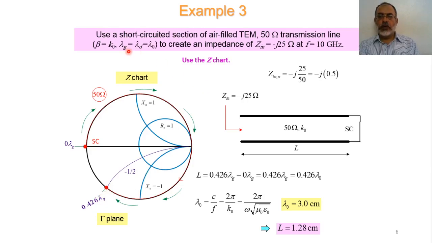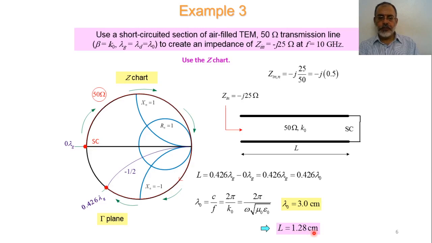the speed of light in this medium, which is C, over the frequency. So C over F, 3 multiplied by 10 to the power 8, over the frequency, 10 multiplied by 10 to the power 9, so it is 0.03, or in other words, 3 centimeters. So the wavelength lambda guide in this case is 3 centimeters. We will multiply 3 centimeters by 0.426 to obtain the length of the required transmission line section, which is 1.28 centimeters.